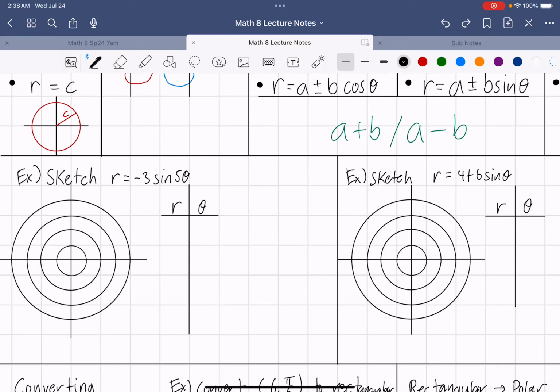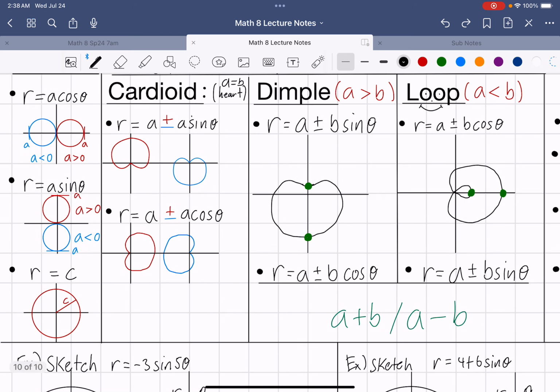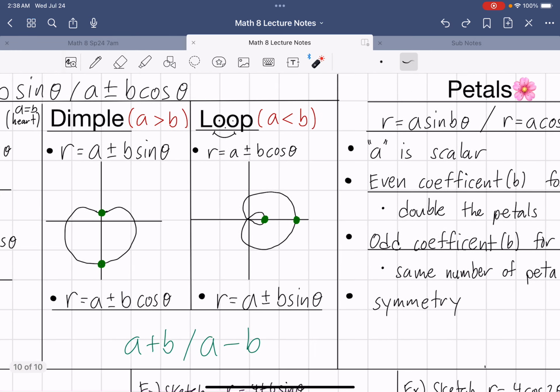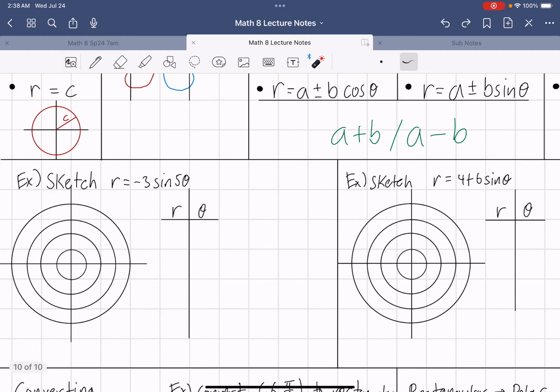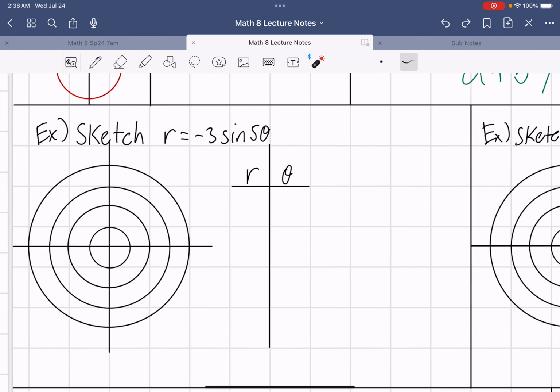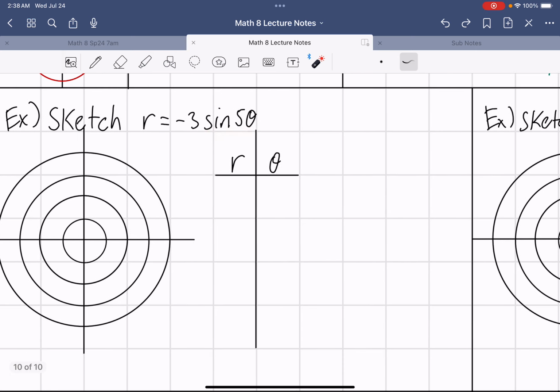Let's look at some examples of sketching the graph, now that we have an idea of the different shapes that we can come across. Let's do this example. So at first glance, we should recognize that we're dealing with sine.